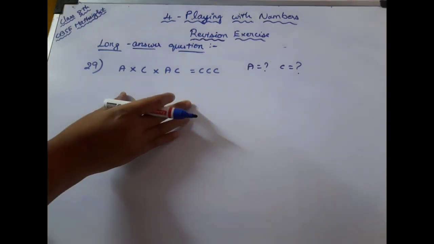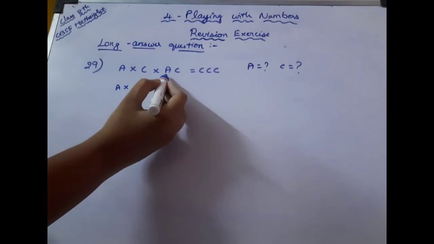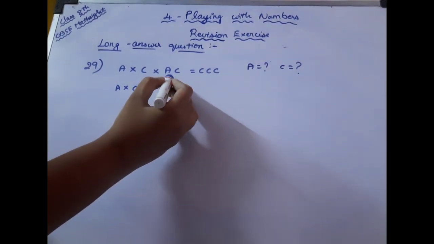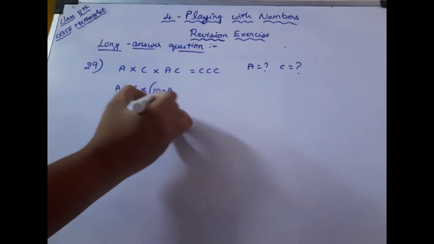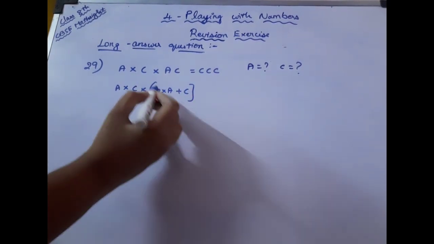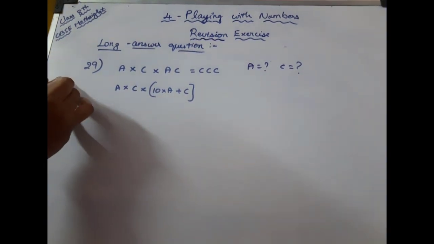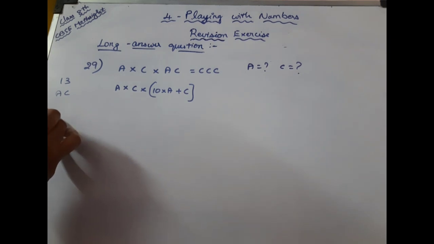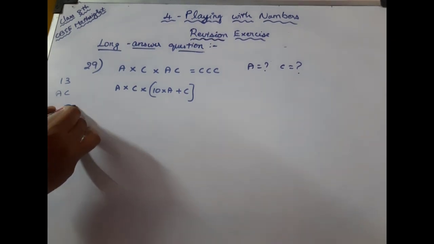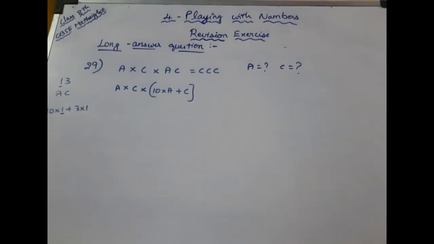So from this given information, we can see AC means A is in the 10's place. So 10 into A plus C is in 1's place. So we can see AC. Like when it is 13, C value is in 1's place and A value is in 10's place. So 10 into 1 plus 3 into 1. So for 1 we have A in 10's place and C value in 1's place.